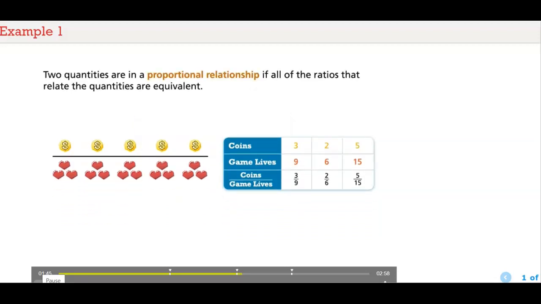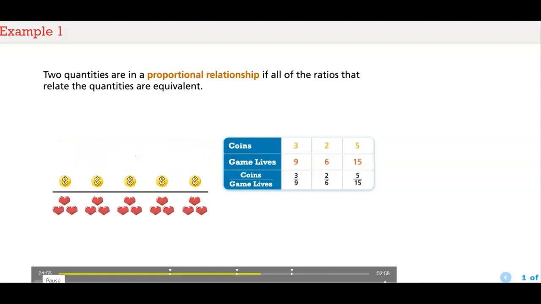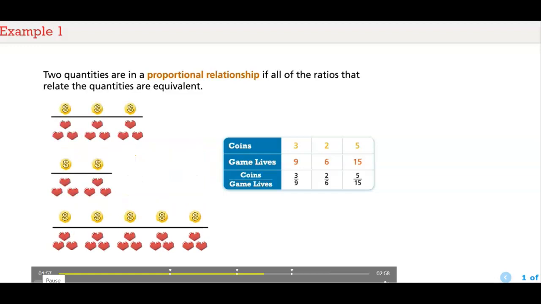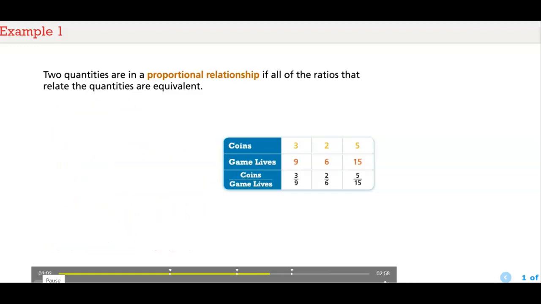Now we need to use the definition of proportional relationship. 2 quantities are in a proportional relationship if all of the ratios that relate those quantities are equivalent. In this case, the quantities are gold coins and game lives. Shina and her friends have 3 ratios. She can use the definition to figure out whether they represent a proportional relationship.